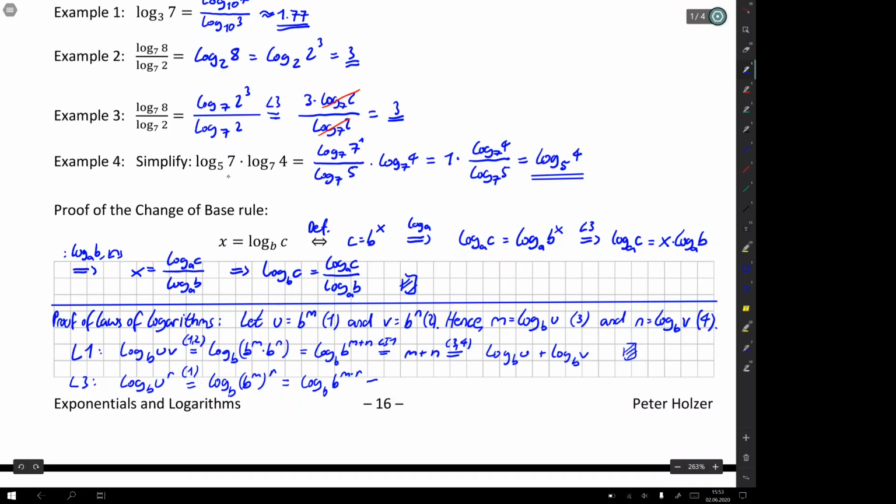This is using the logarithmic identity 1, just m times r, or r times m, and now substituting back the m by logarithm of u in base b, we get r times logarithm of u in base b, and we have also proved the third law of logarithms.